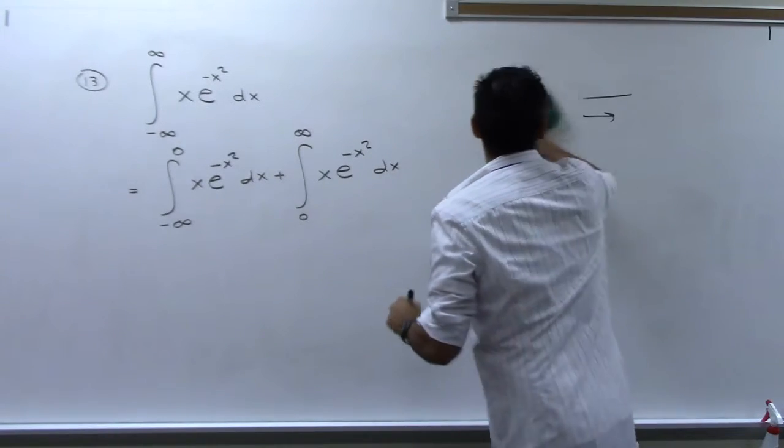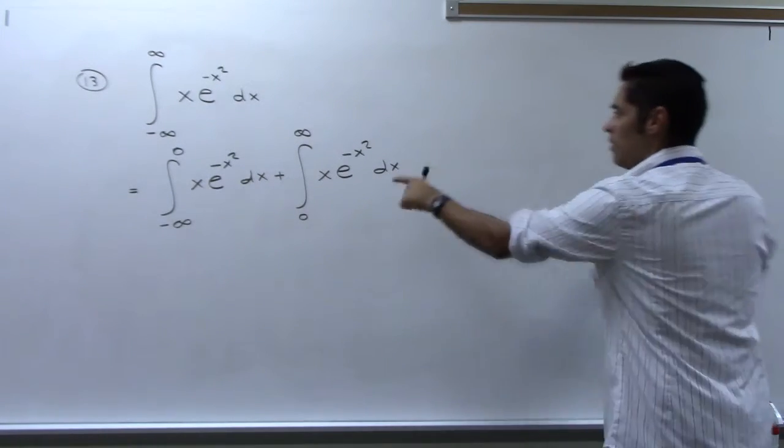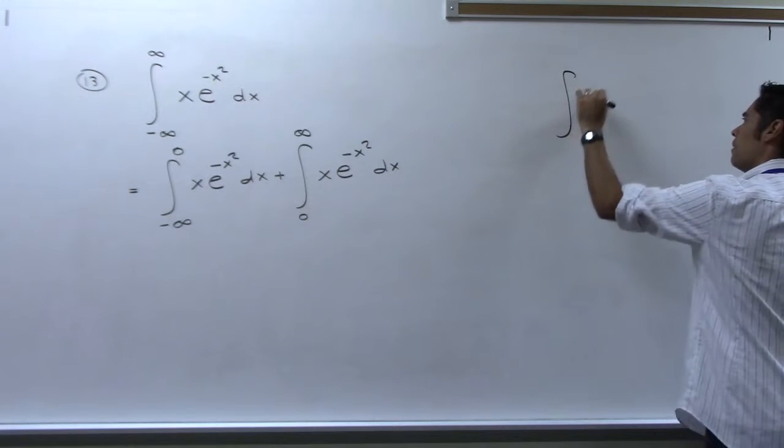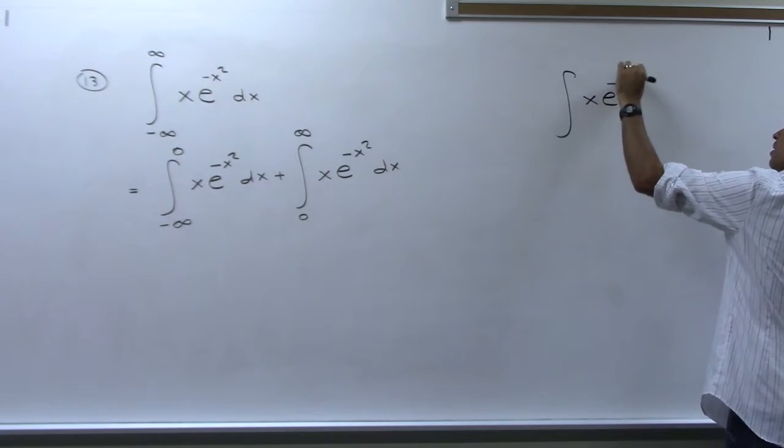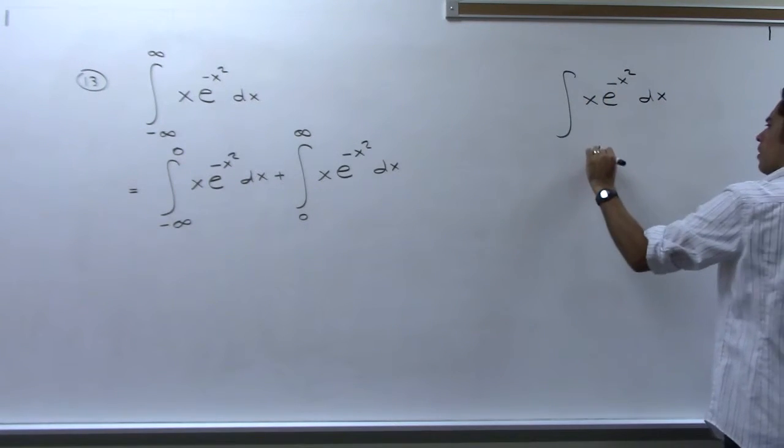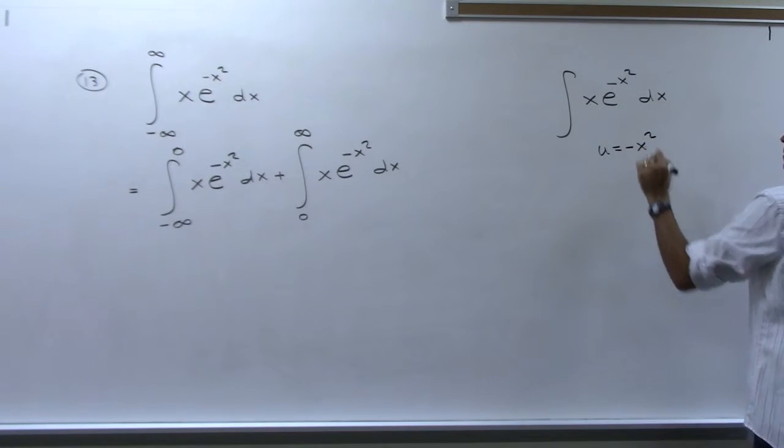Now, I'm going to need the antiderivative of that, so I'm going to work on that right here. This is a basic u sub. U is negative x squared.